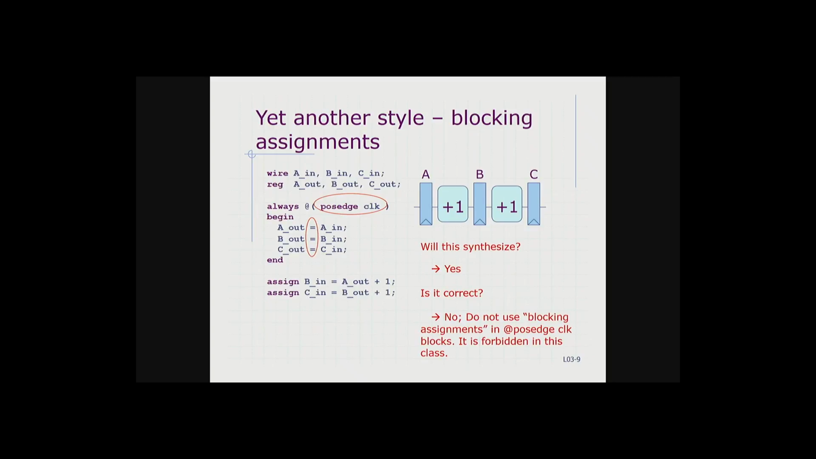And then here's blocking. Will this synthesize? Yes. Is it correct? And if I wrote always underscore FF, which is the modern style, it would catch this and tell me you're being bad. So the always, you've seen me use always underscore FF, that's a linting tool. Always at posedge clock, always underscore FF at posedge clock are 100% identical in their meaning, but the always FF will catch stupid stuff like this.